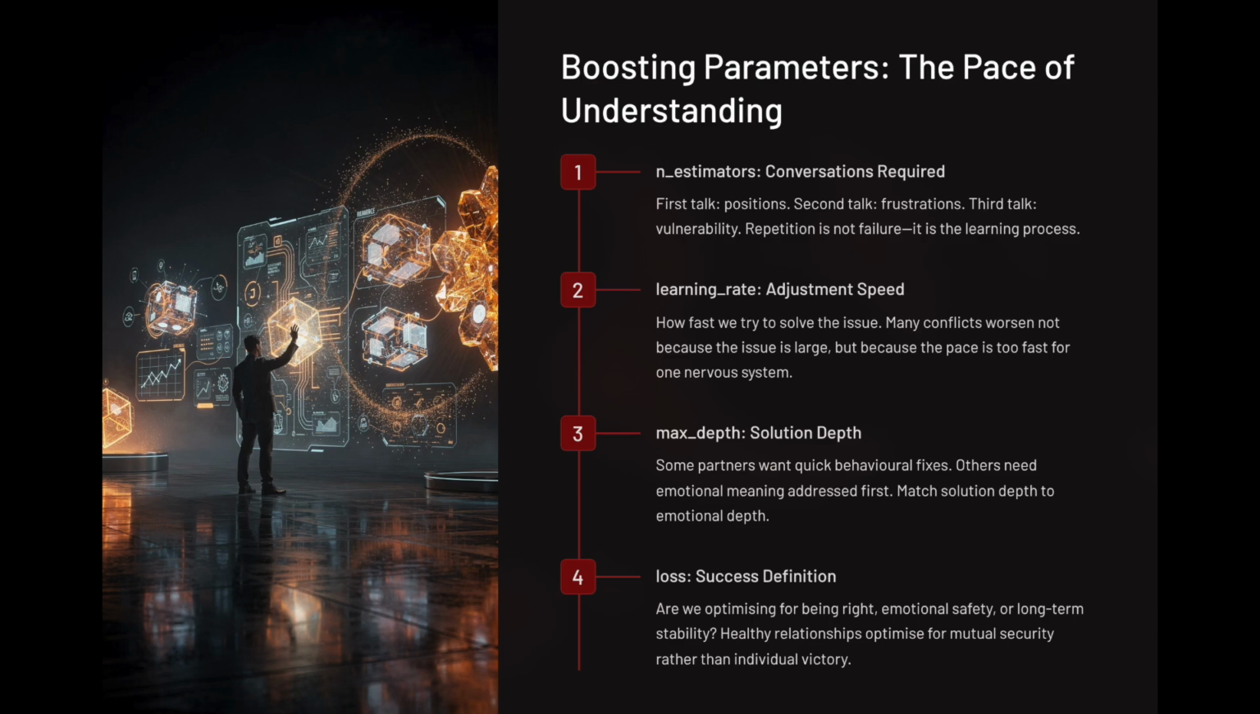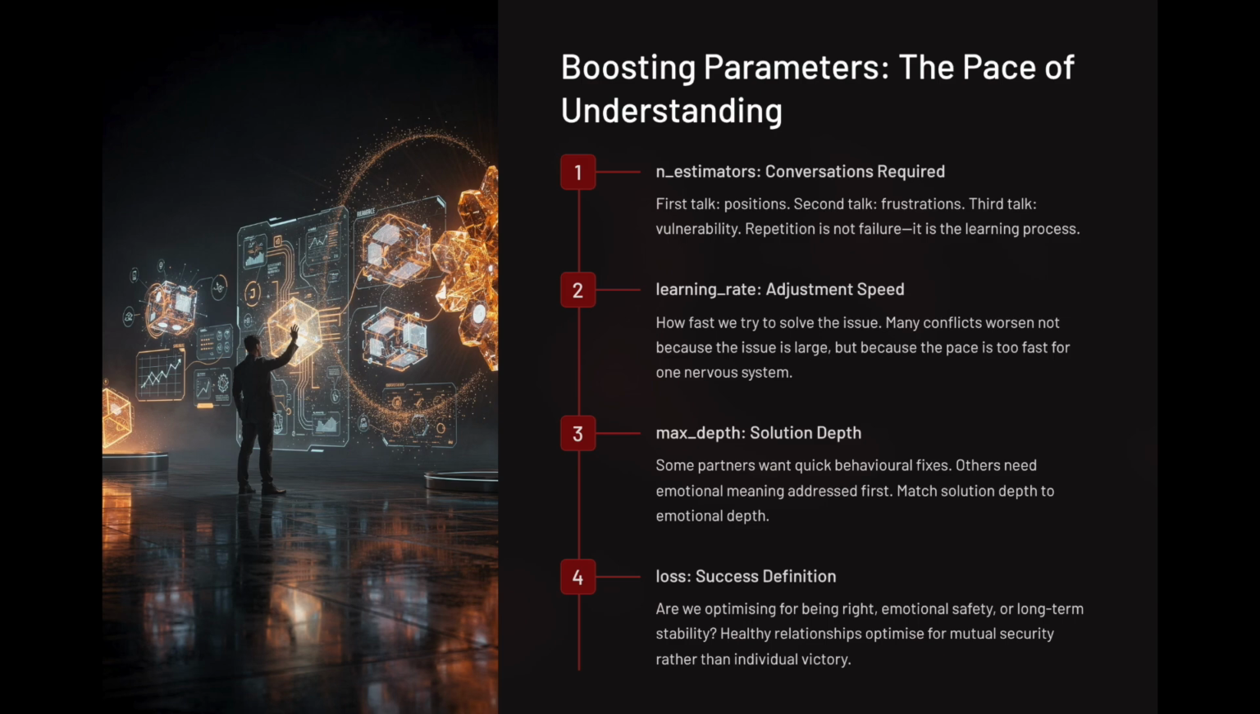Learning_rate, or the size of each correction. The learning rate controls how big each adjustment is. In relationships, this equals how fast we try to solve the issue. A high learning rate implies forcing resolution, demanding immediate reassurance, or pushing for closure. A low learning rate, on the other hand, brings gradual adjustment, emotional digestion, safety building. Many conflicts worsen not because the issue is large, but because the pace is too fast for one nervous system.